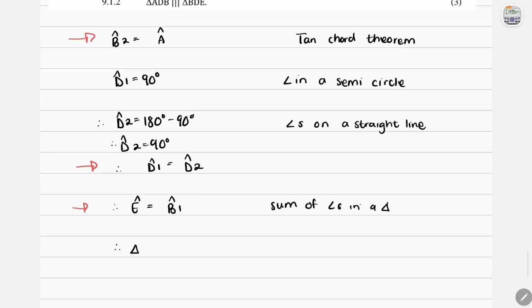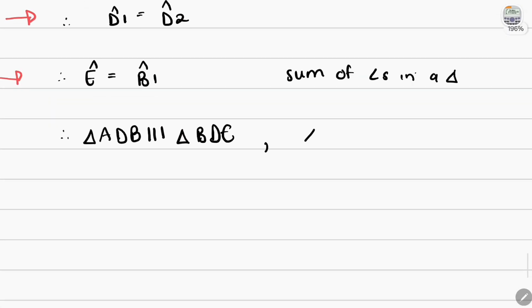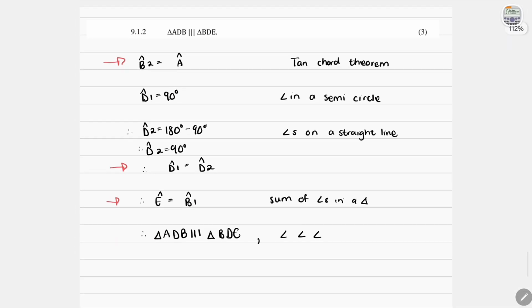And so therefore, triangle ADB is indeed similar to triangle BDE. We can go ahead and say the reason for this is because of angle, angle, angle. And that is our answer. Moving on to the next question.